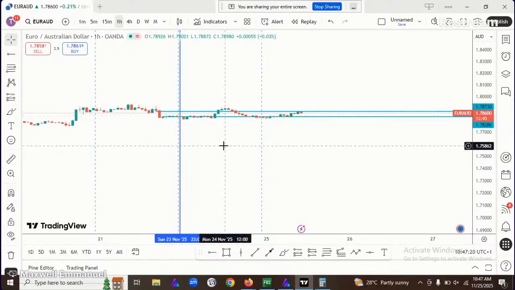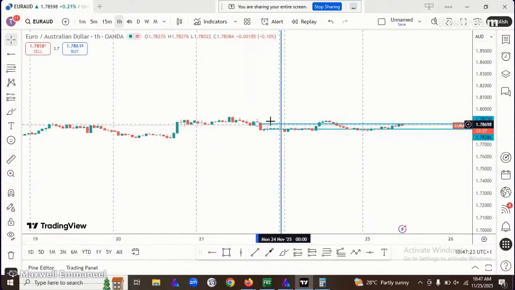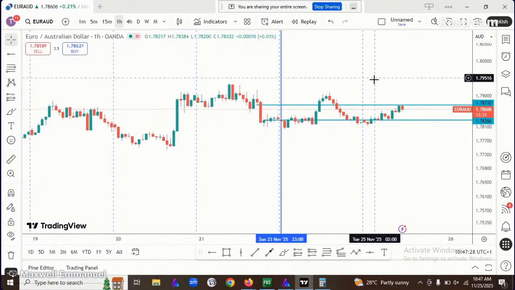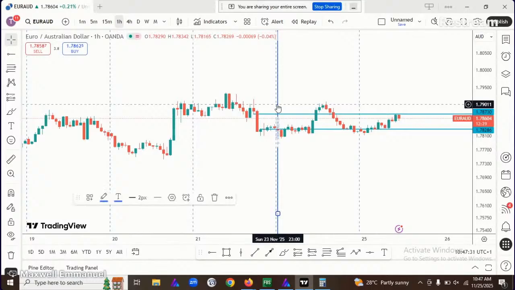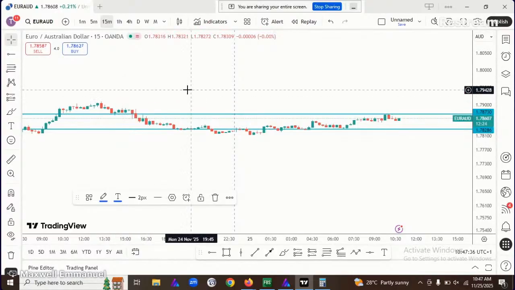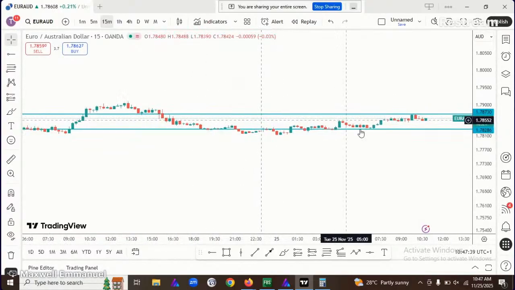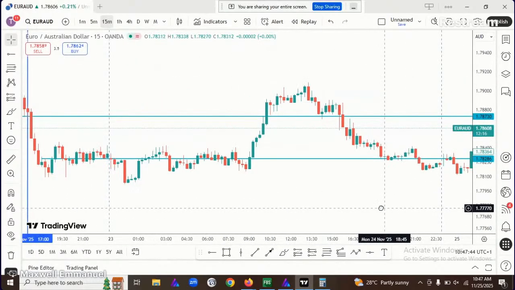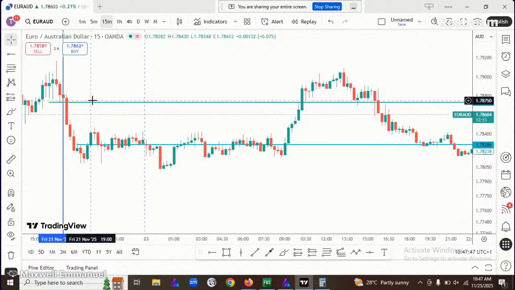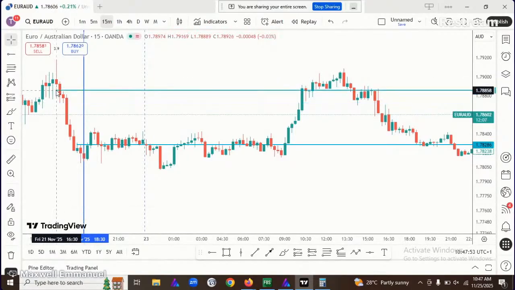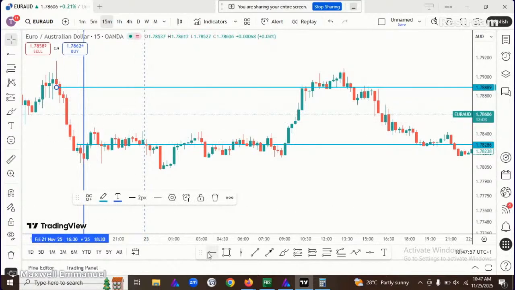Now the reason it broke out from this fair value gap here on 1 hour could be that on 15 minutes there is a fair value gap at this area. After the formation of this shooting star candle, there is a fair value gap on 15 minutes or 5 minutes time frame. That could be the reason for the breakout. Okay, so you can see, I think we have a fair value gap here on 15 minutes time frame. You can see the reason why price broke out from that 1 hour fair value gap.